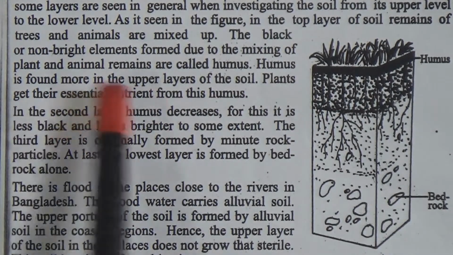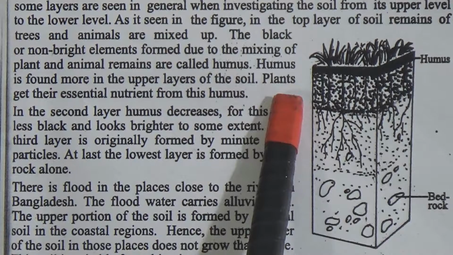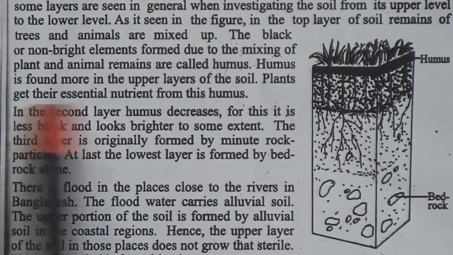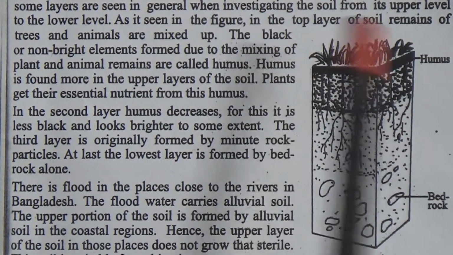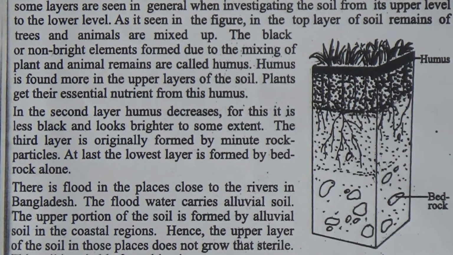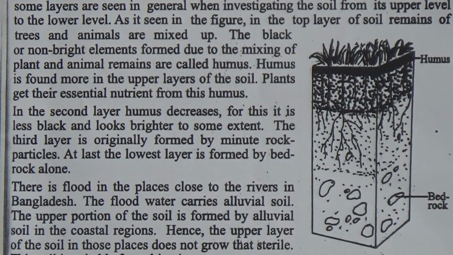Humus is found more in the upper layers of the soil. Plants get their essential nutrients from the humus. You find that after the plants and animals layer comes the humus, and this humus is created by the decomposing of the dead bodies of plants and animals.